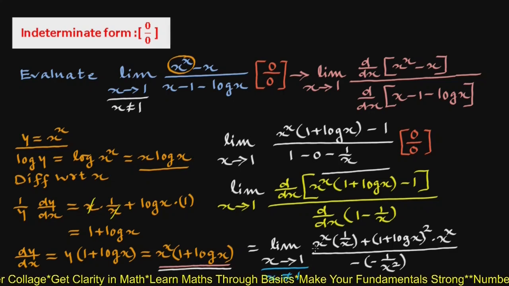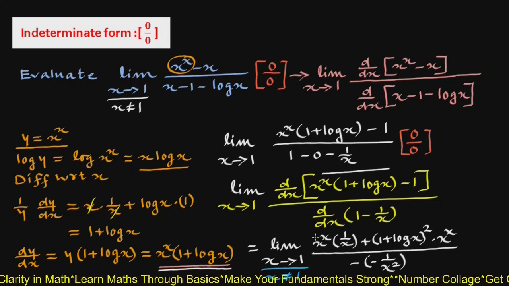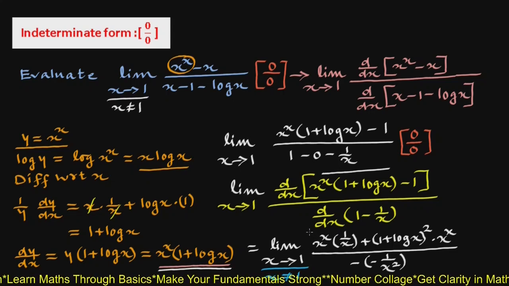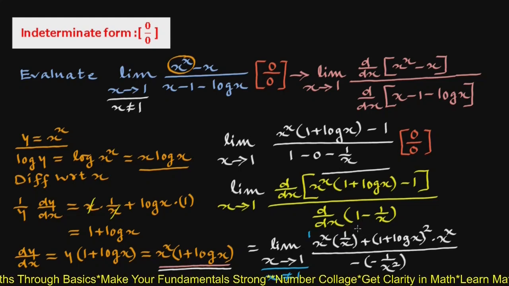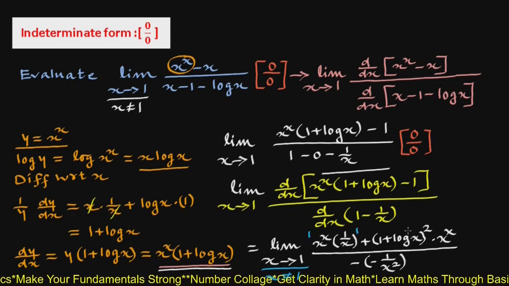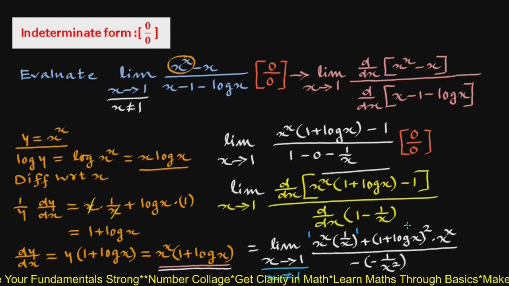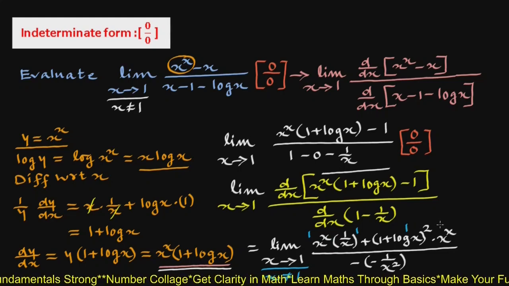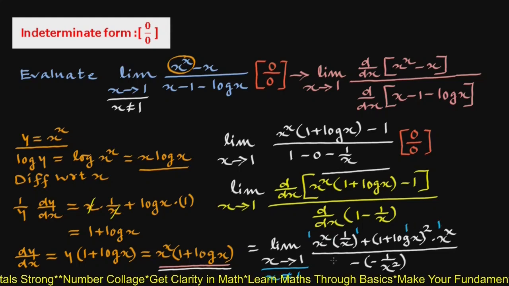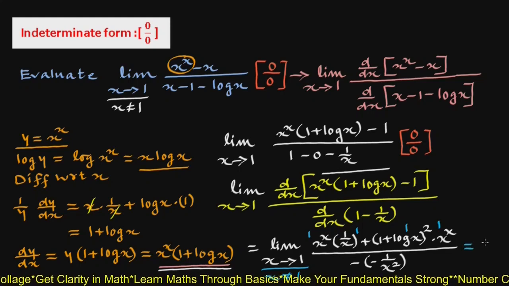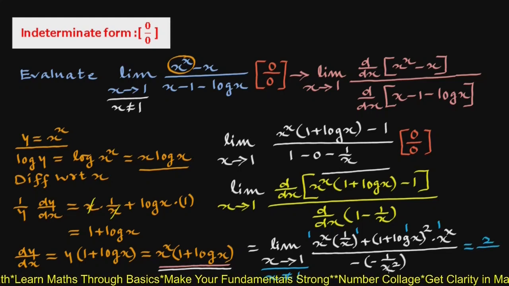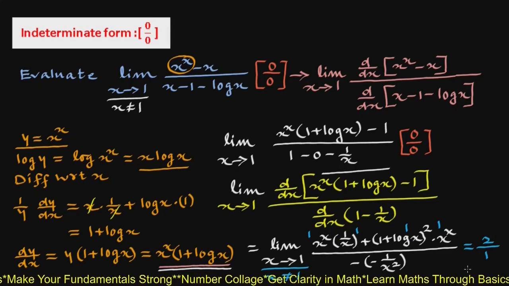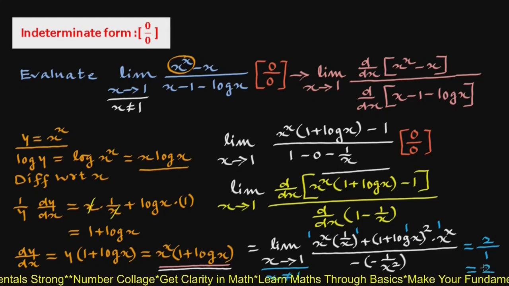So we can substitute x equals 1 here. So that will be 1 raised to 1, 1, 1 upon x, 1. Then log 1 is 0. So this will be 1 square, which is 1. And 1 raised to 1, again 1. So this will be 1 plus 1, 2 upon 1 square, that is 1. So the value of limit is 2.